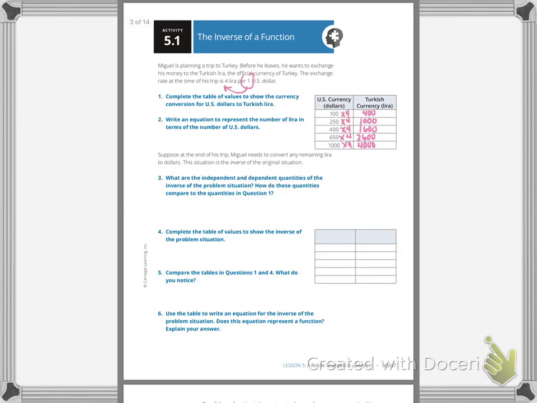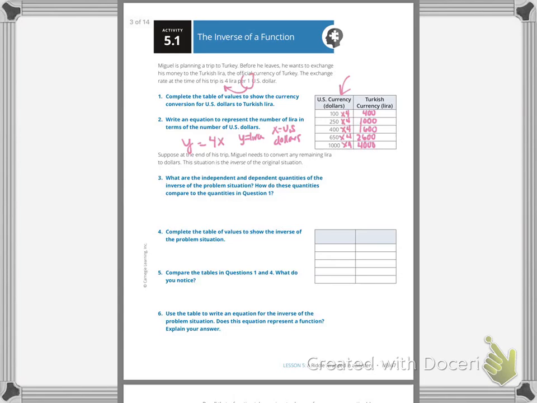It says write an equation to represent the amount of lira in terms of the number of US dollars. Okay, so I was multiplying 4 times my US dollars each time. So if I say my x is my US dollars, that would get me my lira, which is going to be my y.